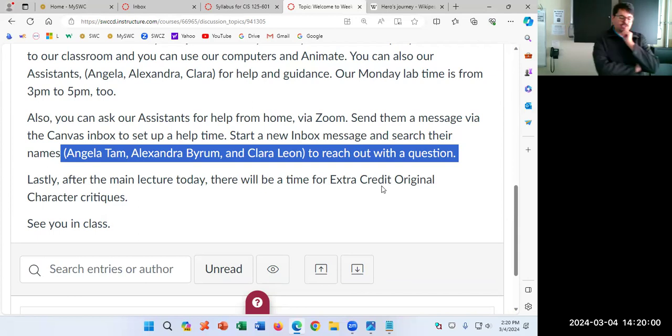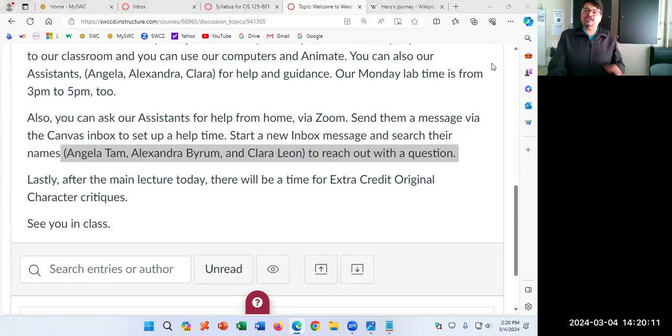So we'll end up at this point. If you want to stay and work, you can do so. If you want to work on your own, you can do so there. This is week six, starting to think about plots by using the five W's and the hero's journey.